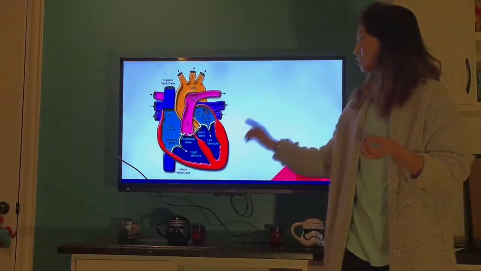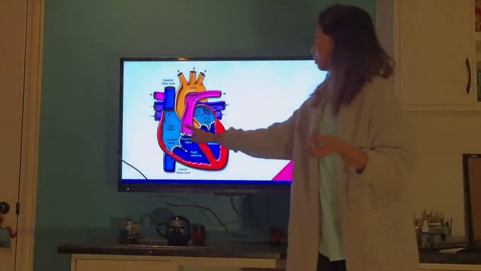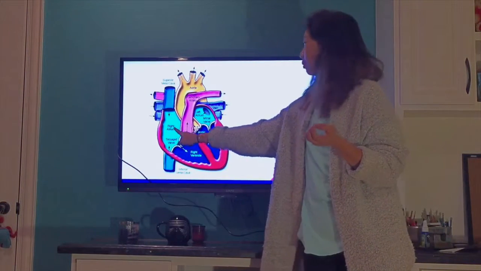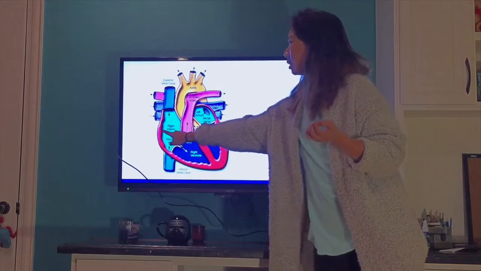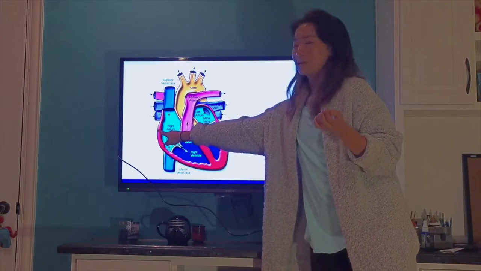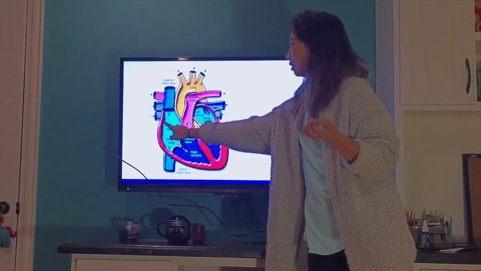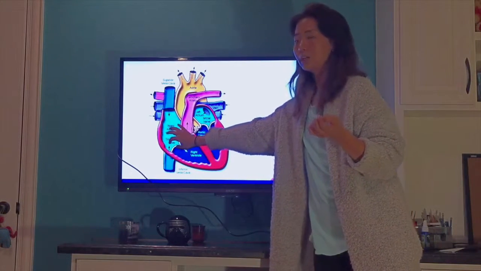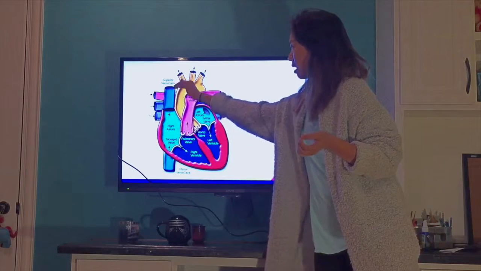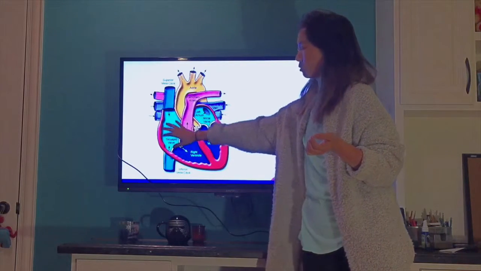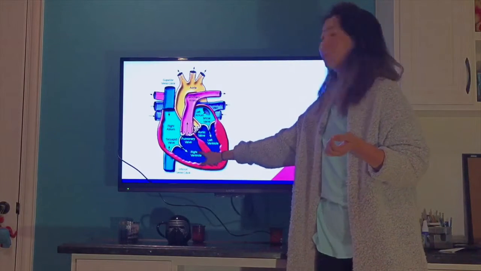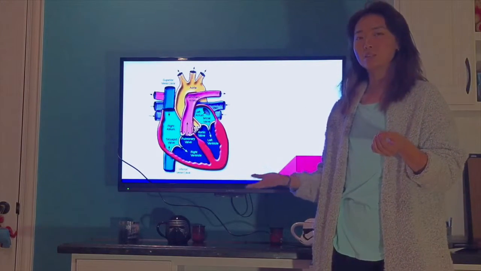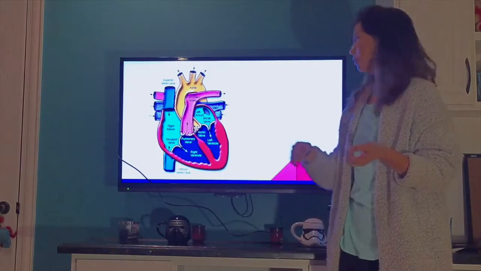As you can see, the SA node would be found right here in the right atrium, and then the AV node would be right here. The electrical signal from the SA node to the AV node would cause the contraction of the muscles right here and cause the blood that enters from the superior vena cava into the right atrium to be pushed into the right ventricle. This can be seen in an EKG or ECG as the P wave.